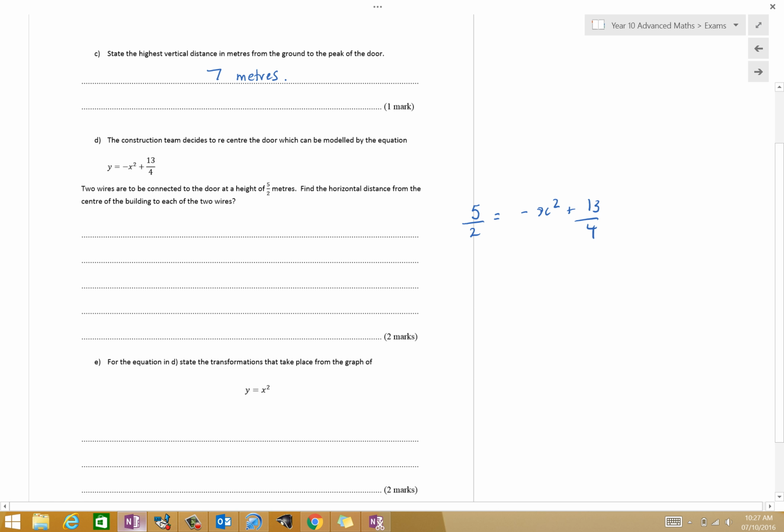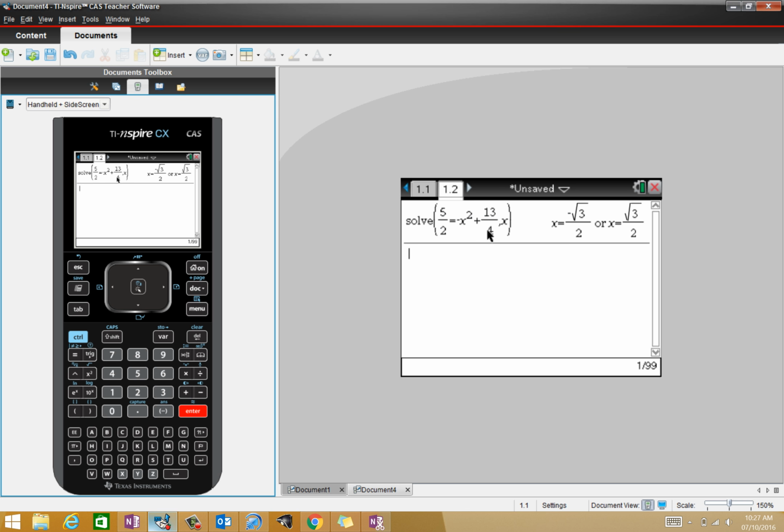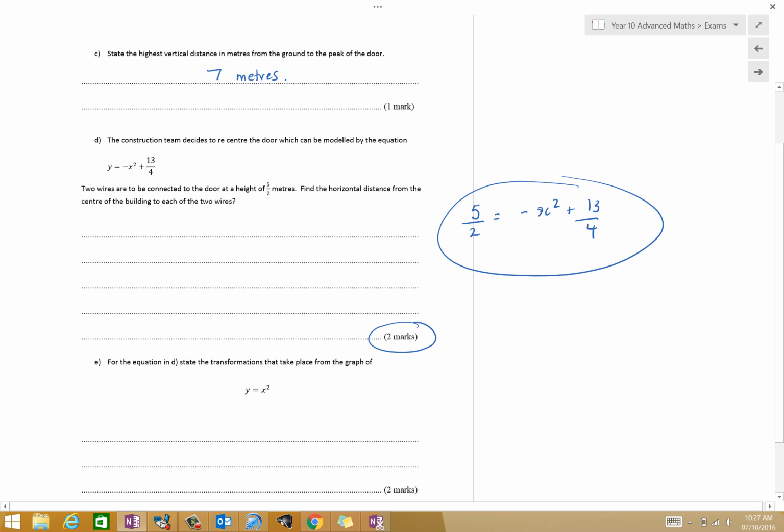Wait, could you just bring up the... So find the horizontal distance from the centre of the building to each of the two wires. So would you just be able to bring up the calculator screen again, just so I saw what you put in? We're solving the equation comma x. Okay? So basic, now look, we need to see some evidence. We need to see some evidence that there's working.